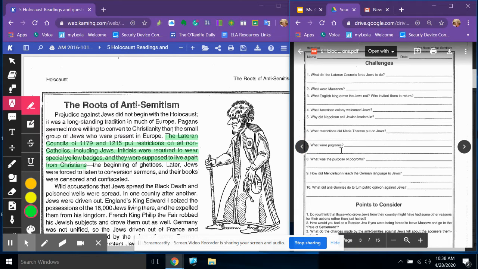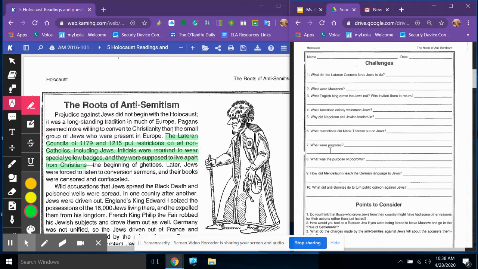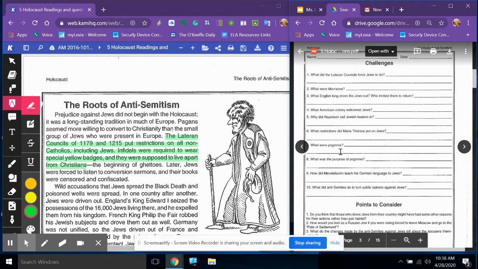What were pogroms? And be careful here. This is pogrom, not program. Program is P-R-O. This is P-O-G. So pay attention to that. There is a difference between a pogrom and a program. What was the purpose of pogroms?